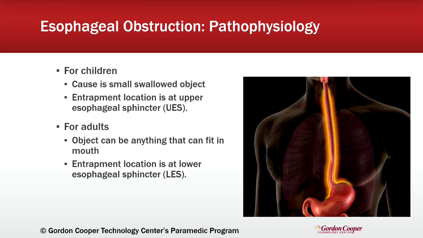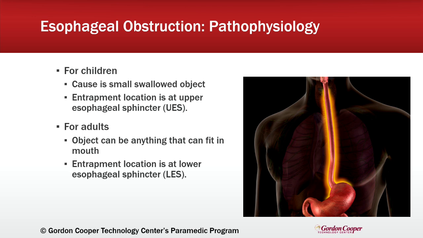Esophageal obstructions typically occur at either the upper esophageal sphincter or the lower esophageal sphincter. Typically, we see involvement of the upper sphincter mainly in children. The cause is usually a small swallowed object that gets trapped at the upper esophageal sphincter, located roughly behind the trachea in the esophagus. Adults tend to experience an entrapment of the lower esophageal sphincter, and the objects can be anything that fits in the mouth, typically a bolus of food that gets stuck.